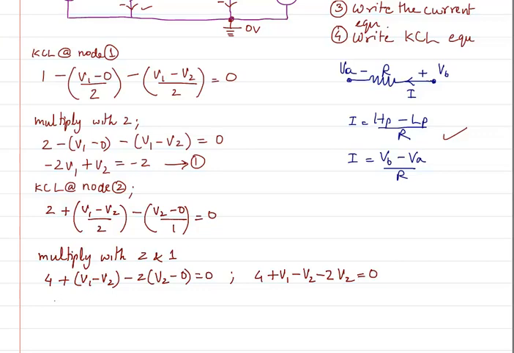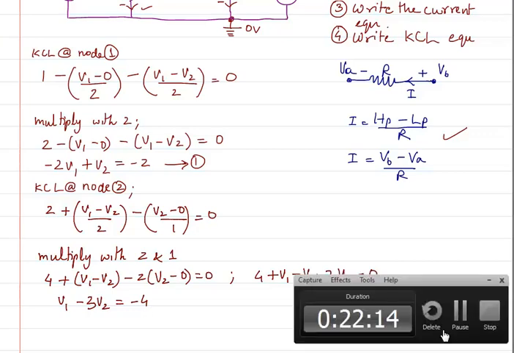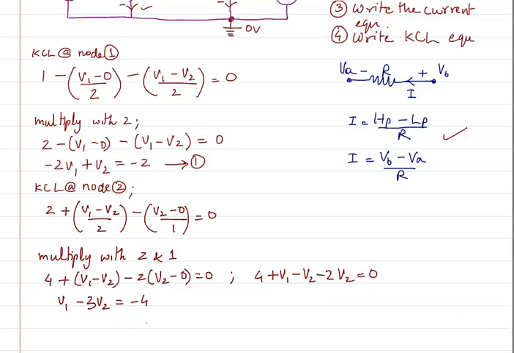So I can write very simply the second equation as V1 minus 3V2 is equal to minus 4. So this is going to be my second equation. Let me see if I have written it correctly. So we will get the answer as V1 is equal to 0.4 and V2 is equal to minus 1.2. So the two node voltages V1 and V2 we have found out.